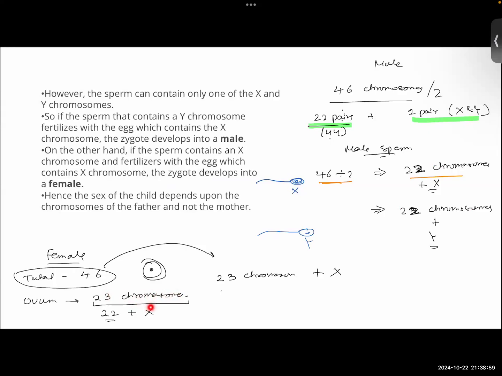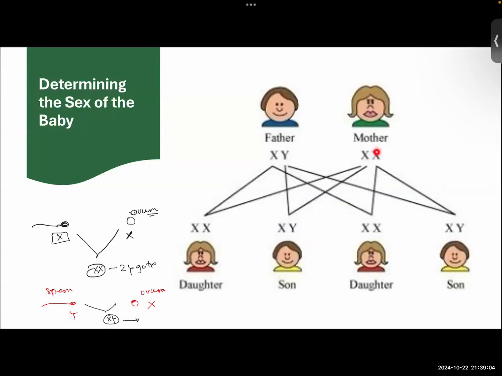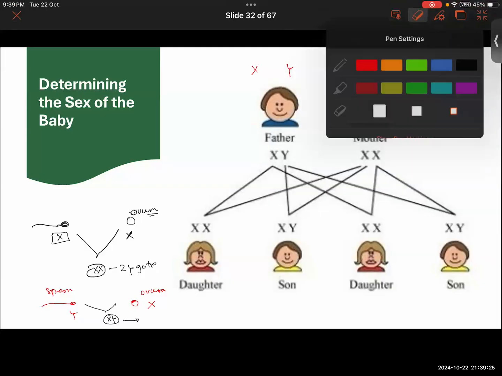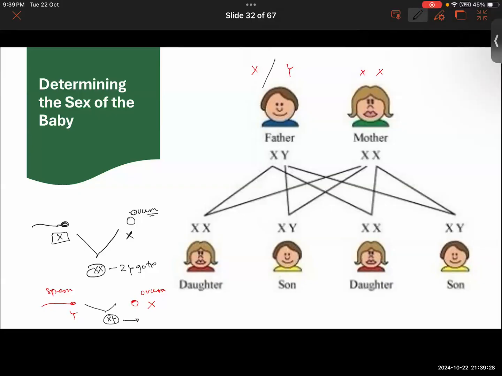In this, one will be the X chromosome. So what happens now? The ovum will have just one X chromosome, while the sperm can have either an X chromosome or a Y chromosome. The ovum, in both situations, will have an X chromosome. Further, at any given time, a sperm will have just an X chromosome or a Y chromosome, and so is true for the ovum also.